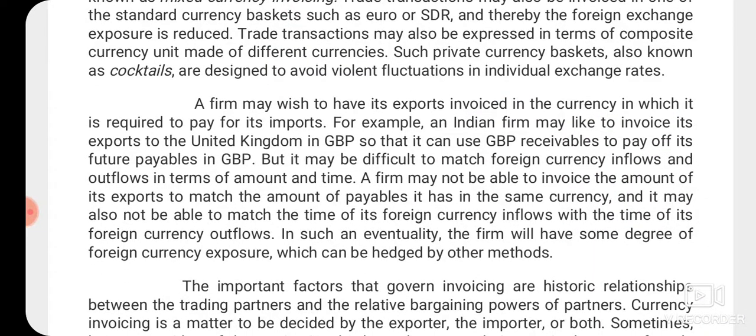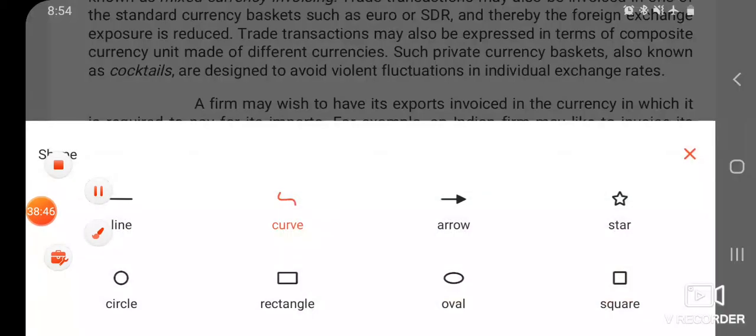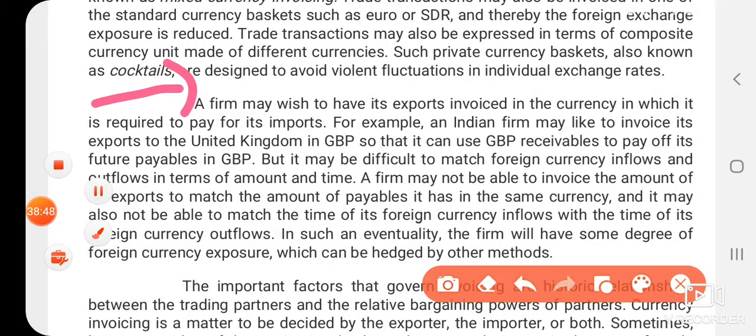Next case we can discuss here. A firm may wish to have its imports or exports invoiced in the currency in which it is required to pay for its imports. Say here, a firm may wish to have its exports invoiced in the currency in which it is required to pay for its imports. See here an example. An Indian firm may like to invoice its exports to the United Kingdom in Great Britain pounds. Why? So that it can use the Great Britain pound receivables to pay off its future payables.